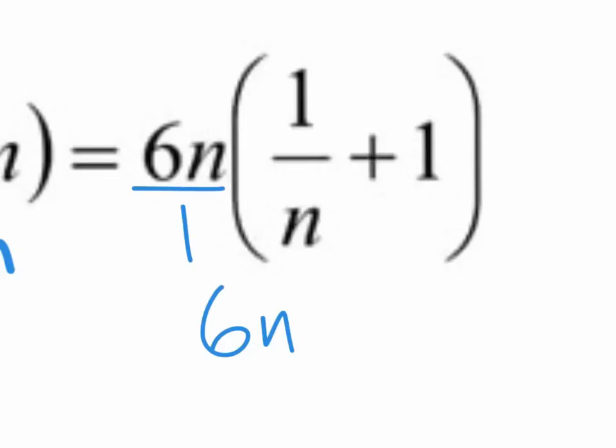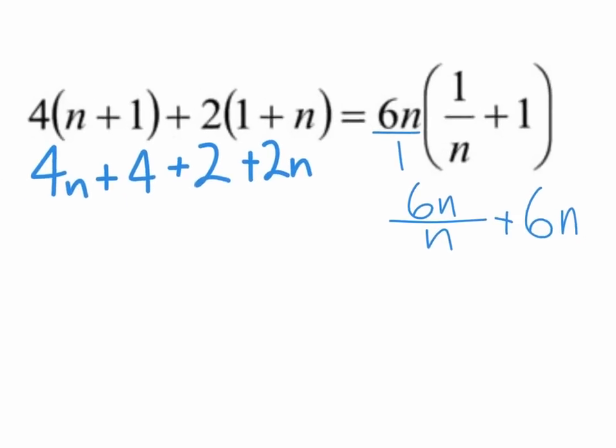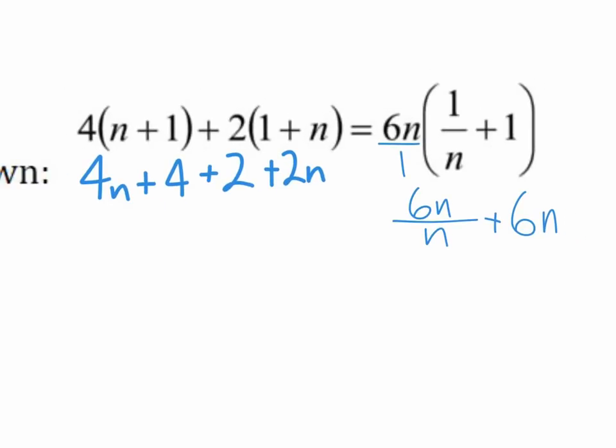And then when we multiply 1 times n, that's going to give us n. So when we distribute 6n into our first fraction, it's going to result in 6n over n. And when we multiply 6n into simply just 1, that's also going to give us just 6n. Beautiful. Alright, so let's see where we're at right now. Let's shift this equation down a little bit.